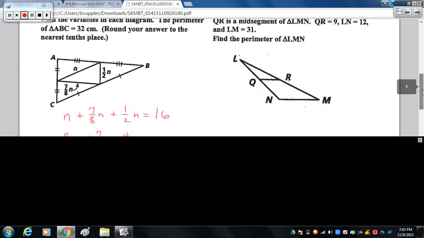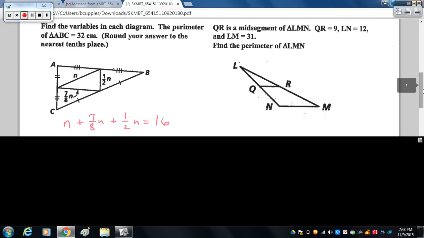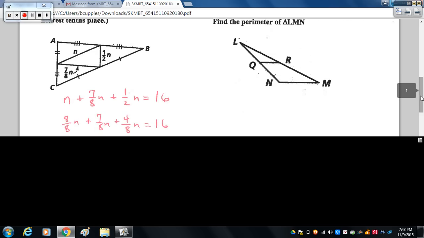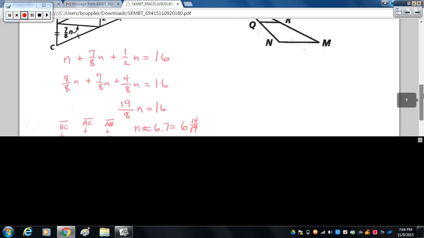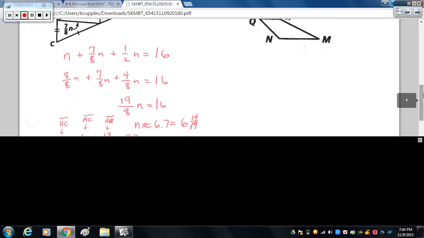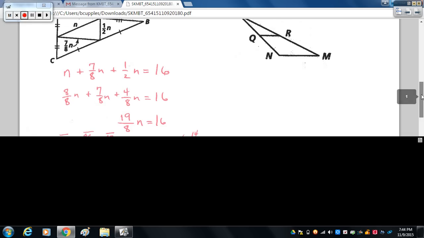So I went ahead and wrote out that equation down there. Now I know some of you don't like fractions, so I solved it in two different ways. One was to go ahead and convert everything to a fraction. Okay, 1 is the same as 8/8, 7/8, and then half would be 4/8. And if we add those together, that would be 19 over 8, n equals 16. If you divide through by 19/8, you get n is approximately 6.7, or 6 and 14/19.